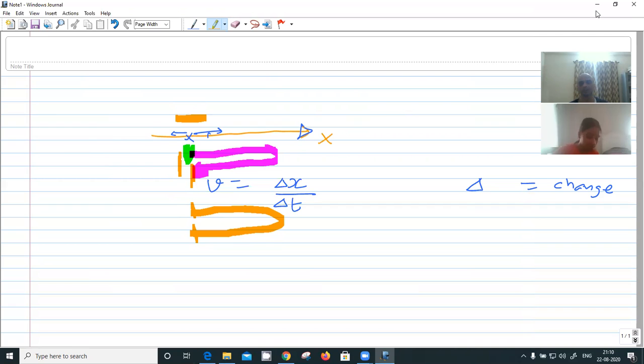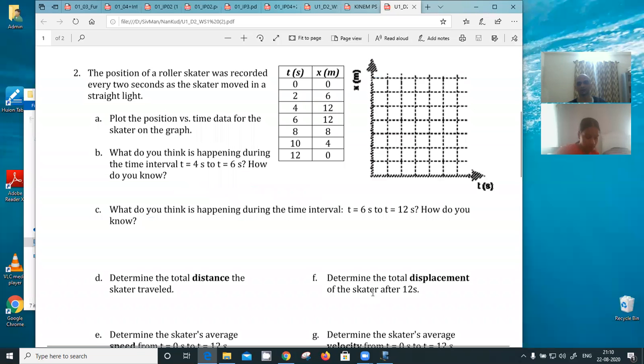So the total displacement after 12 seconds: in between 0 and 12 seconds, the displacement is 0. Wait, can you explain it again? See, whenever you say displacement, you should give the time interval. Displacement is initial position to final position, right? So what is the initial time? What is the final time? The initial time is t equal to 0. Final time is t equal to 12.